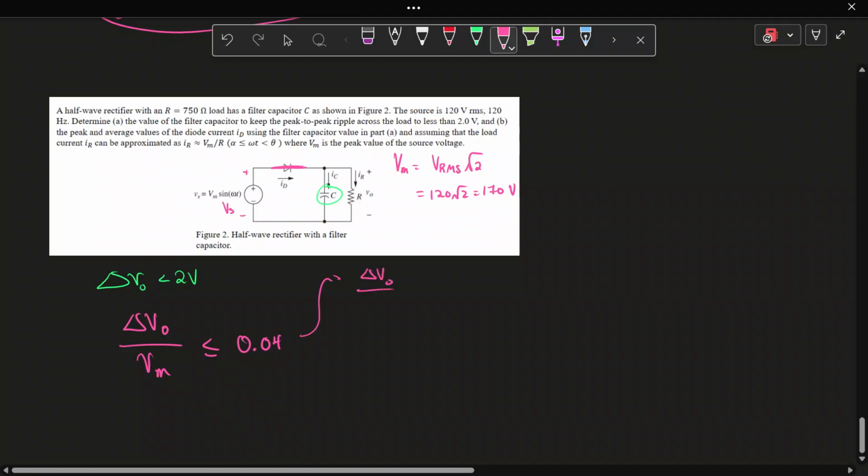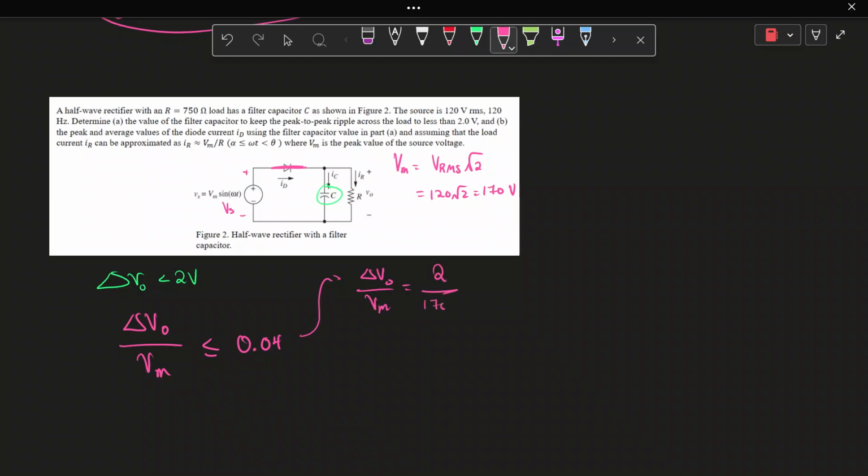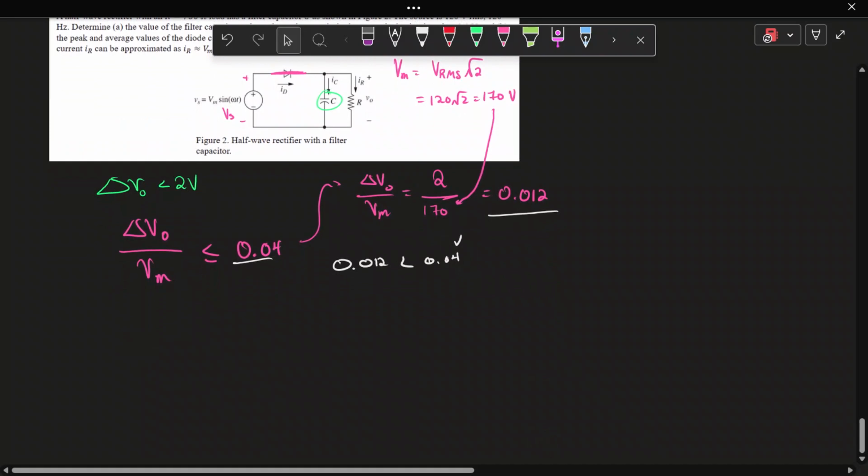Delta VO over Vm is going to be equal to, we can let delta VO equal 2 volts and divide it by 170 because we found this earlier. And we get about 0.012. Well, looking at this, it is much less than 0.04. 0.012 is less than 0.04. That means we can use this equation.